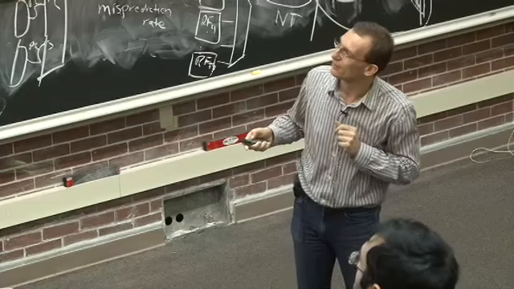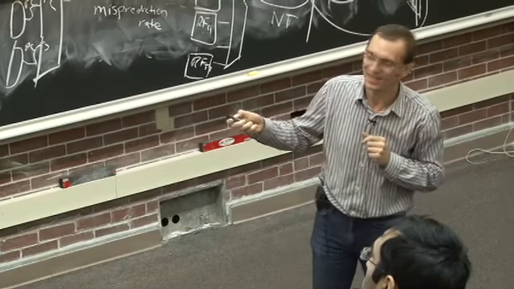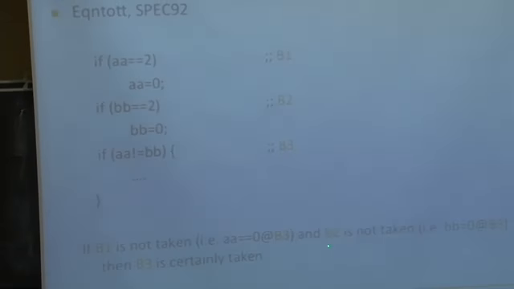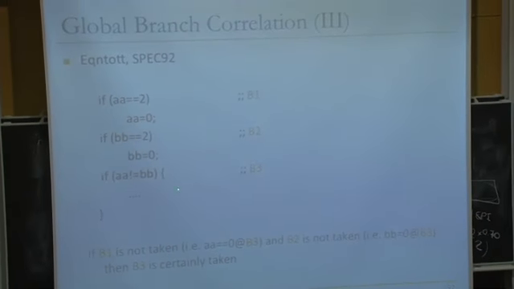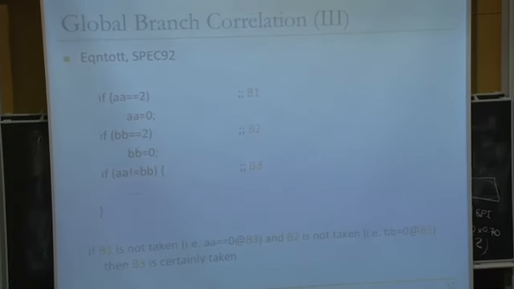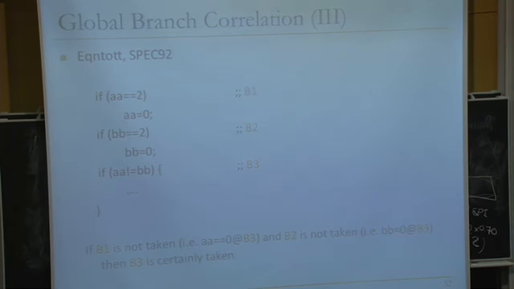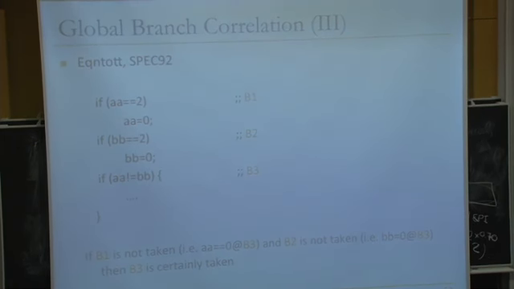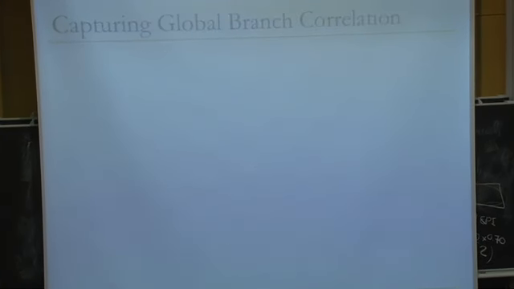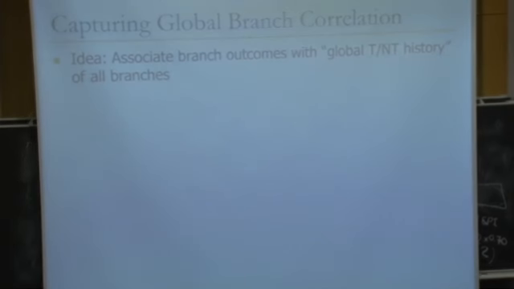Well, obviously you see that there's correlation here, right? If B1 is not taken, and B2 is not taken, then B3 is certainly taken. Is that correct? That's right. So how do you capture this global branch correlation?